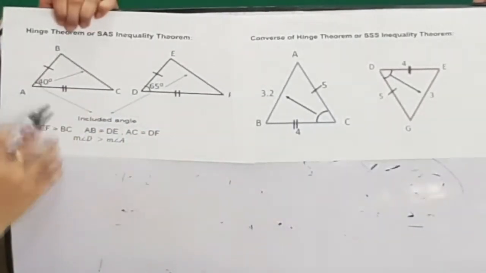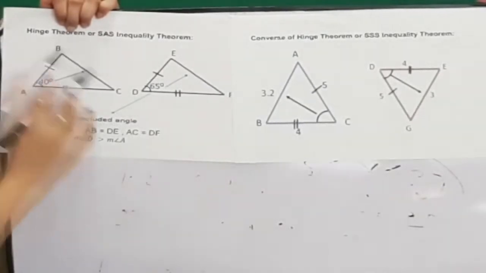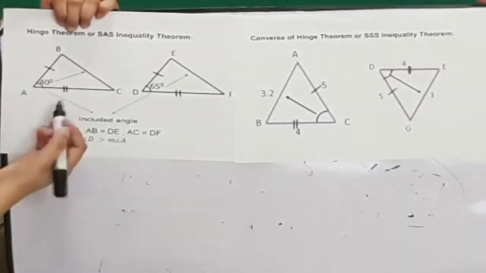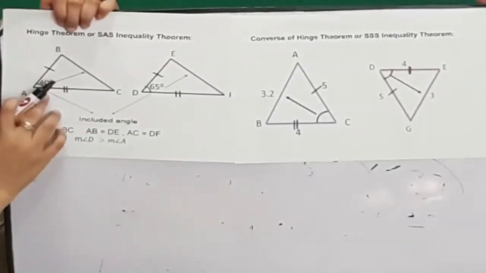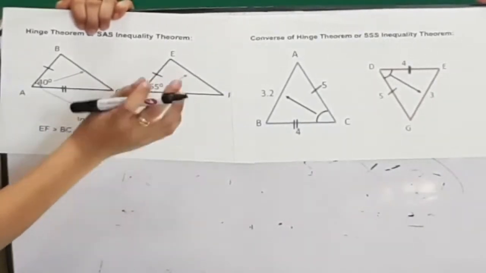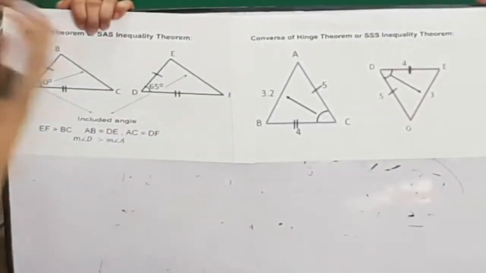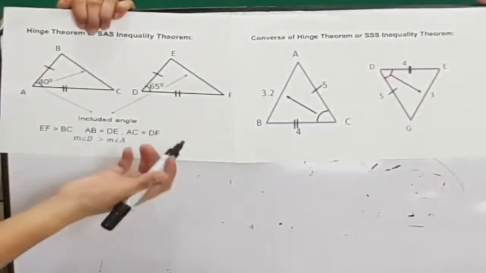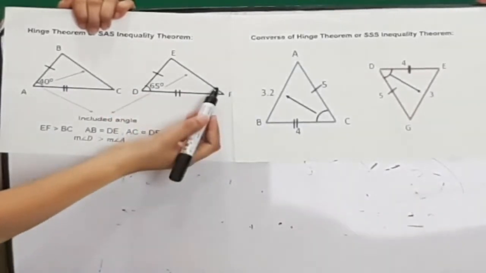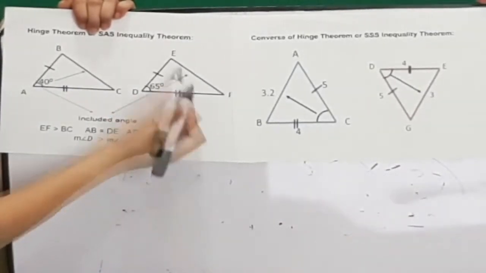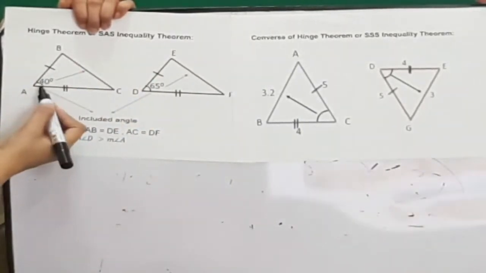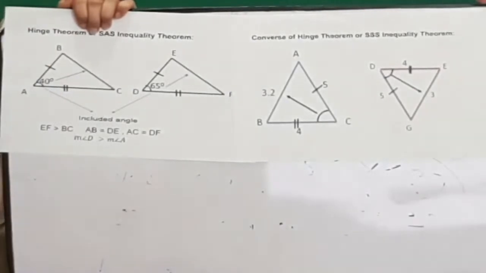So here in our illustration, we have triangle ABC and triangle DEF. The included angle of the first figure is 40 degrees and the included angle of the second figure is 65 degrees. So it is very clear that 65 degrees is the greater measure. Therefore, applying the hinge theorem, the opposite side of the included angle 65 degrees is longer than the opposite side of the angle 40 degrees. That is the concept of the hinge theorem.